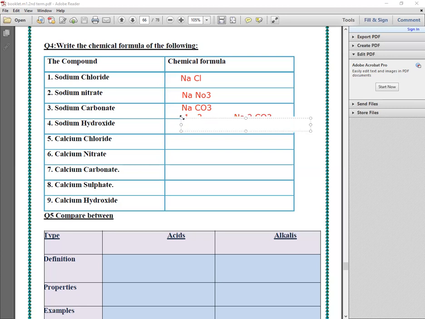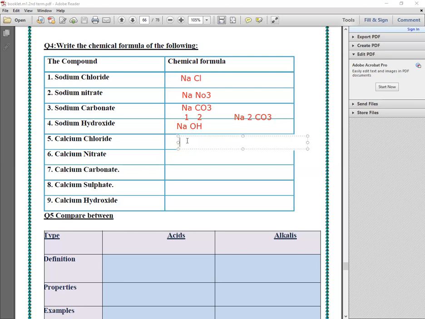Number 4, sodium hydroxide. Sodium is Na, hydroxide is OH. Na is monovalent, and the OH hydroxide atomic group is also monovalent. So the chemical formula of sodium hydroxide is NaOH.